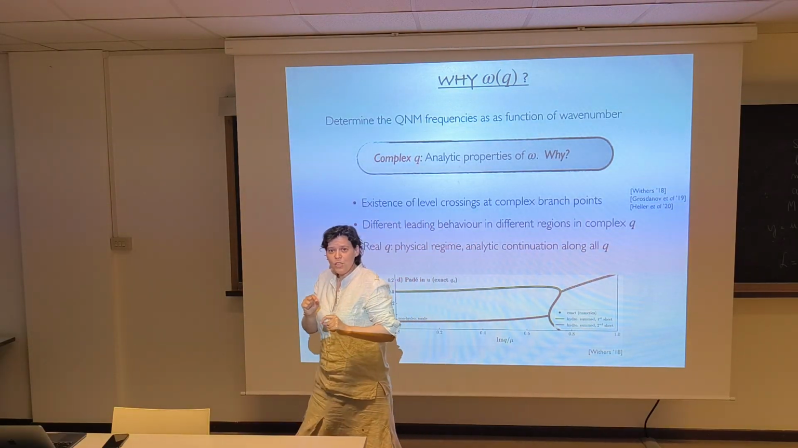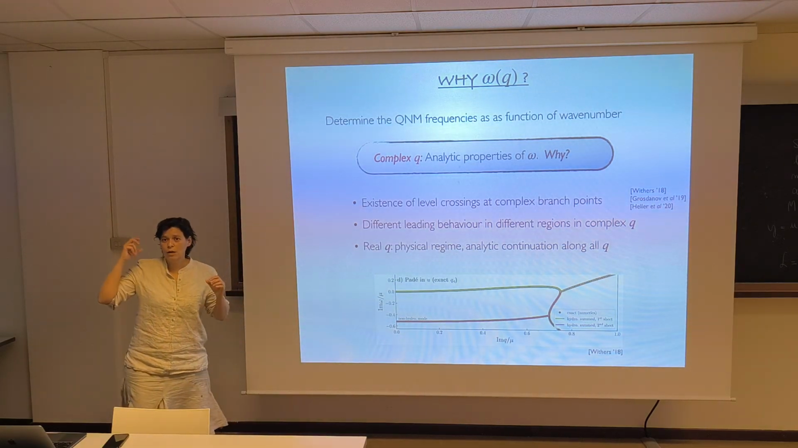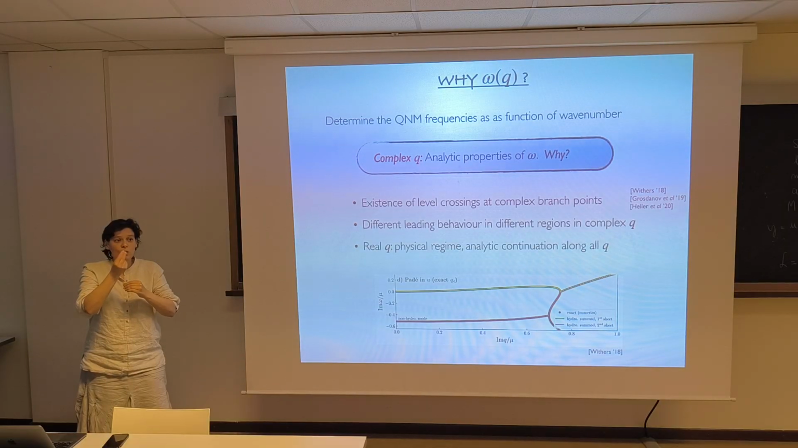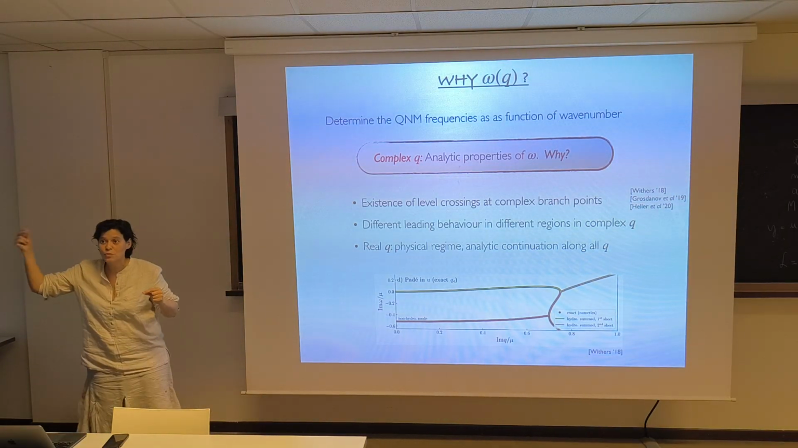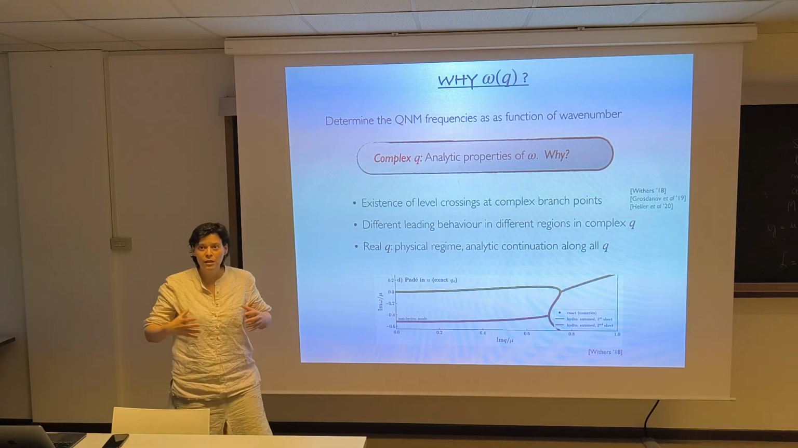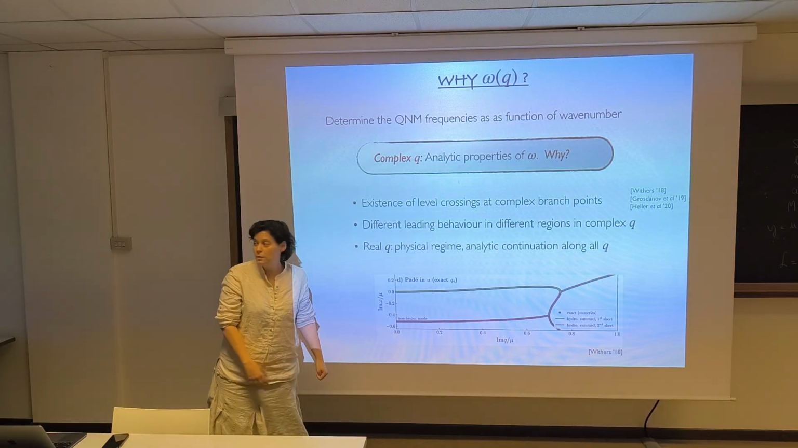And at that branch cut, what happens is that there's a level crossing. Basically, the quasi-normal modes are labeled by an overtone, and they cross. So in order to continue the same, you need to cross the cut and continue somewhere else. So actually, like I said, there's information in complex Q beyond what we'd expect.